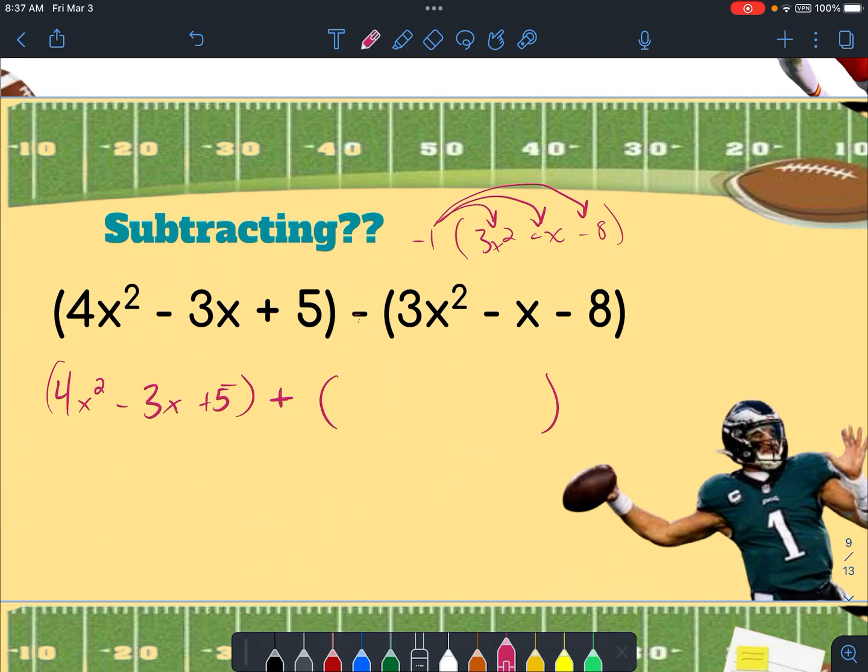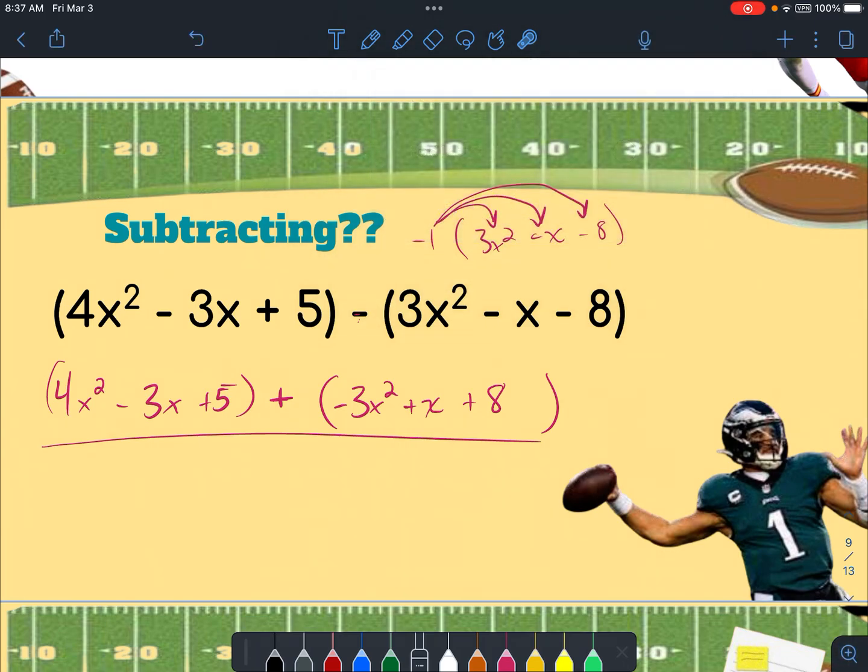But the shortcut to that is, instead of trying to draw this all out, you just change your middle operation sign to a positive, and then you flip the sign of everything in the parentheses. So this is a positive 3x squared, so we're going to make it a negative 3x squared. This will now become a positive x and a positive 8. So we just flipped the signs around, and now it becomes just like before.